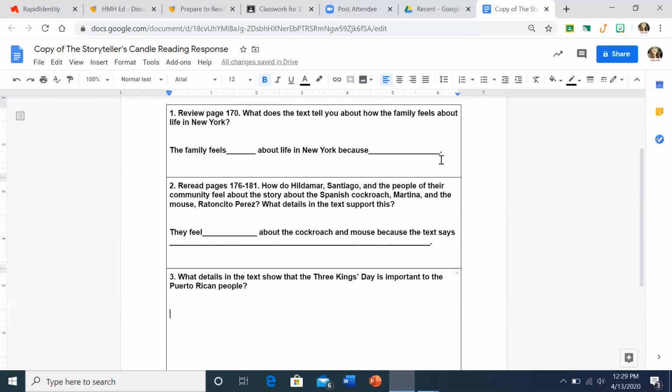It'll help you check that you use text evidence and that you actually answered the question, because we could have text evidence in there but not really be answering the question with our own thoughts.